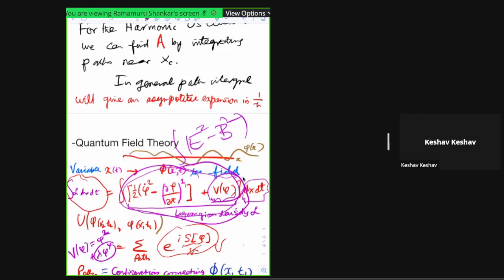Nice to hear how this path integral approach comes into the subject. We will learn this more.